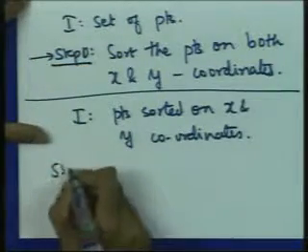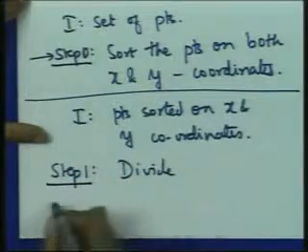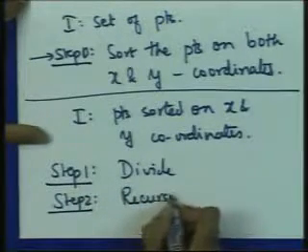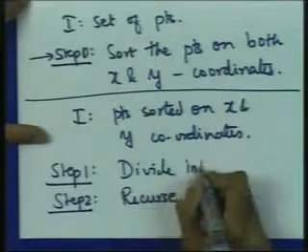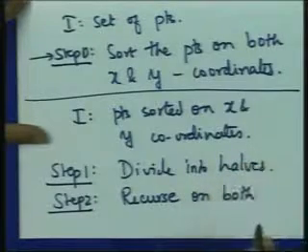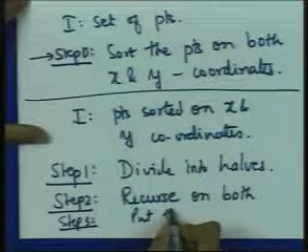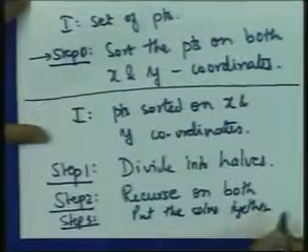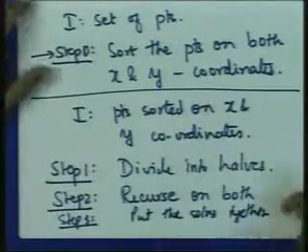Step 1 here is divide. Step 2, recurse on both. So divide into halves. Okay, and step 3, put them back. Look at these two solutions, and now look at these points and find the minimum and then return. So broadly, these are the 3 steps. So let's expand on all these steps.